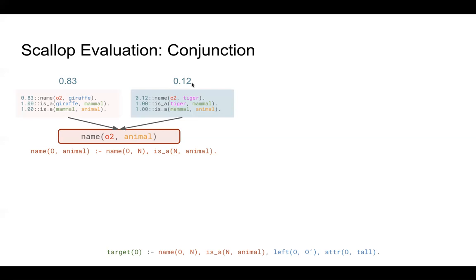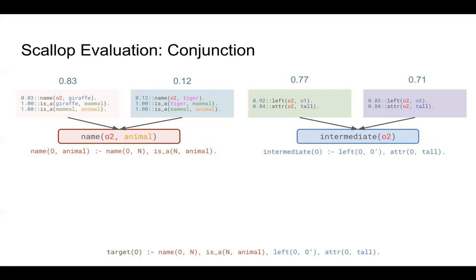Now, before I take the conjunction here, let me show you the other part of this rule. Let's say I'm creating a temporary relation here called intermediate, right? And here, instead of the name relation, I have the left and ATTR relations. So for example, here, the probability that O2 is to the left of O1 and O2 is a tall object is 0.92 times 0.84, which is 0.77, right? And then maybe O2 is an object that is also left to another object O3 with a certain probability, 0.85, right?